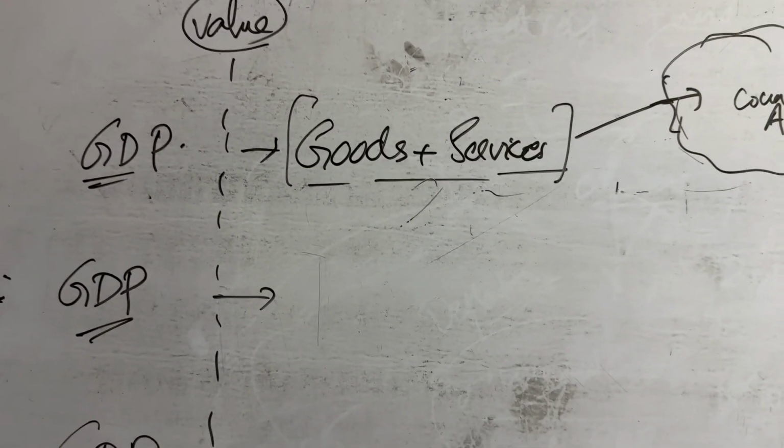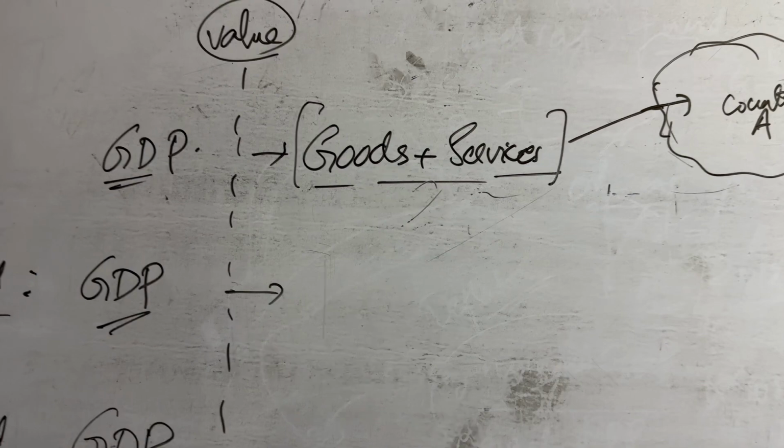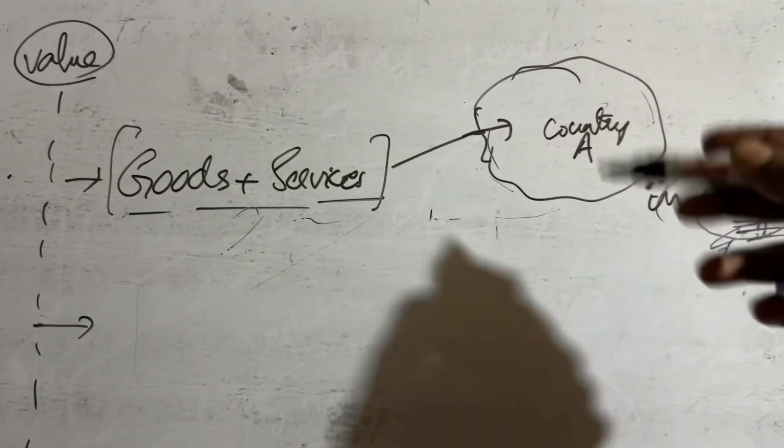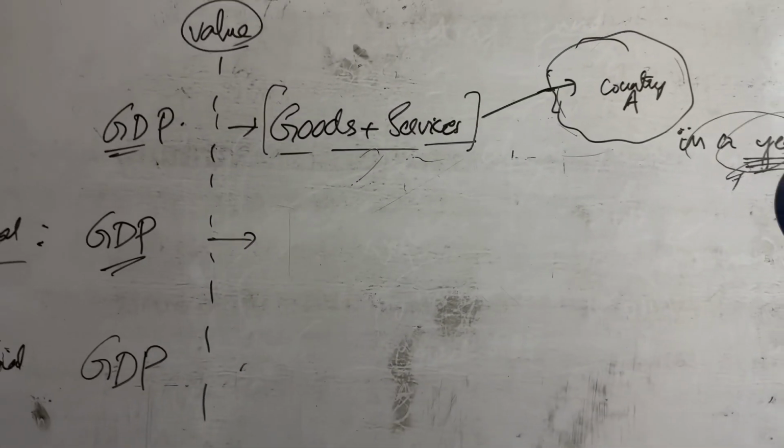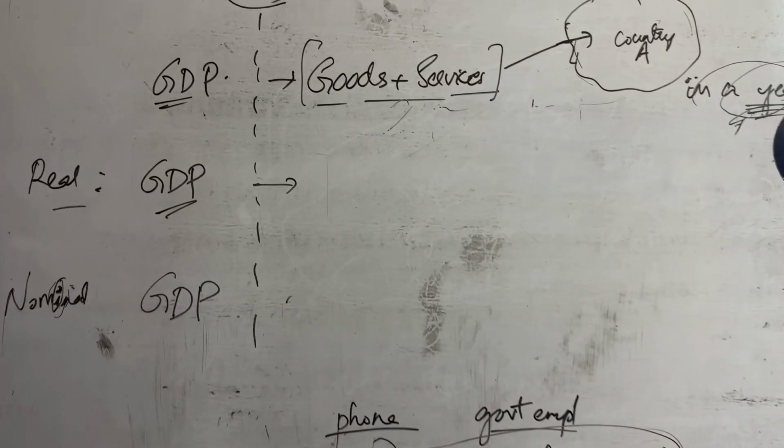So the total value, the money value, of the goods and services produced in a country in a year. This is GDP. I hope it's crystal clear. Now we will see what is real GDP and nominal GDP.